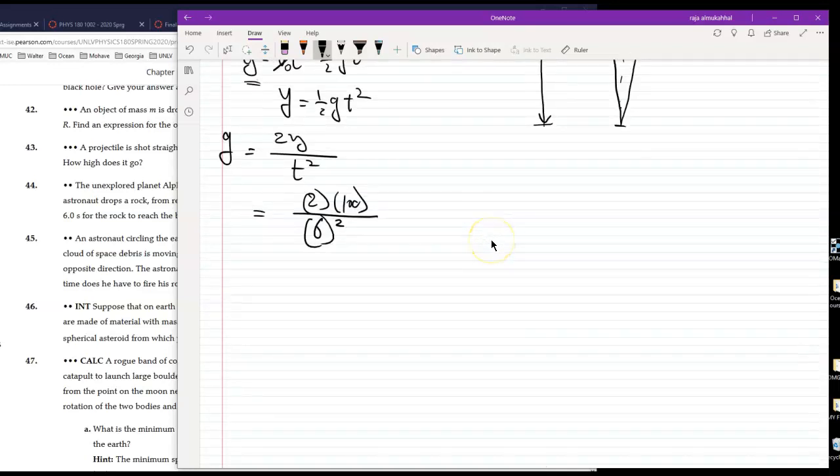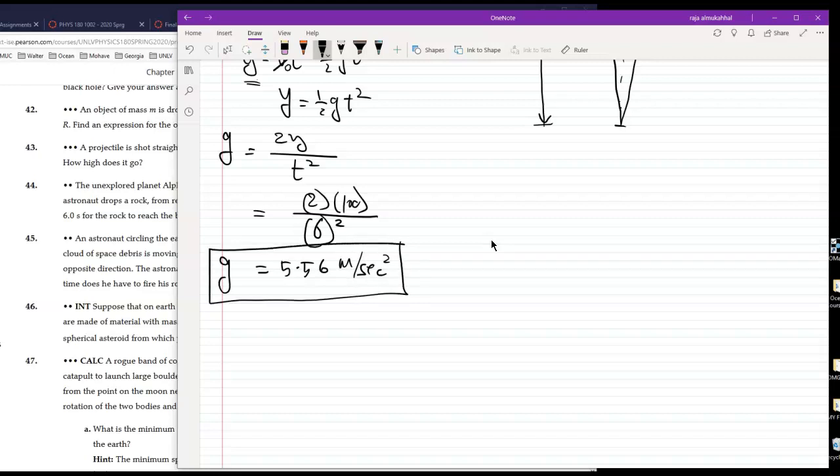You follow me, everybody? So we have here g. I can calculate that. Let me use my calculator. Go ahead and calculate that for me. So I have 200 divided by 36. Answer 5.55. So we have the g value of this planet is 5.56 meters per second squared. Our Earth is 9.8, as you know. But Alpha Centauri, 5.56.